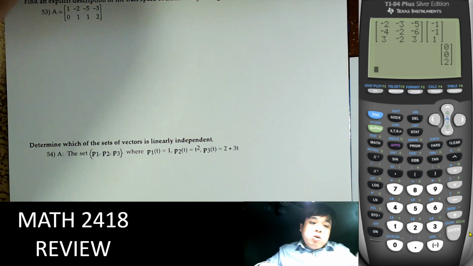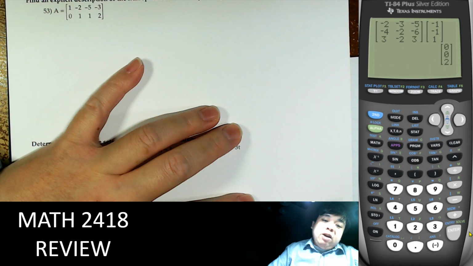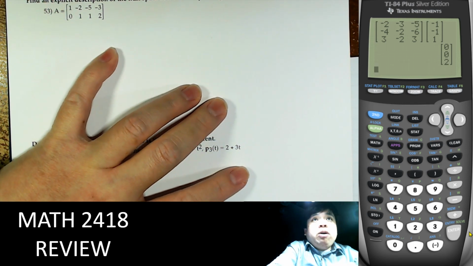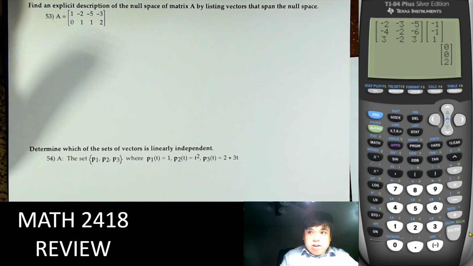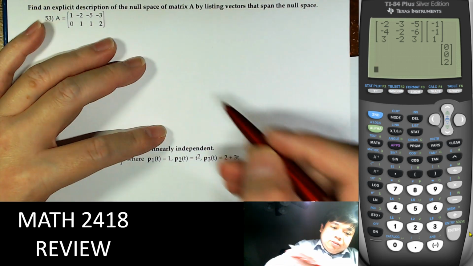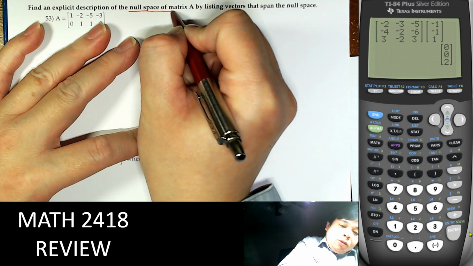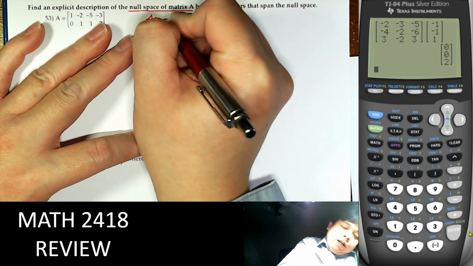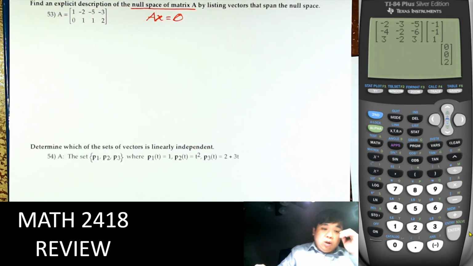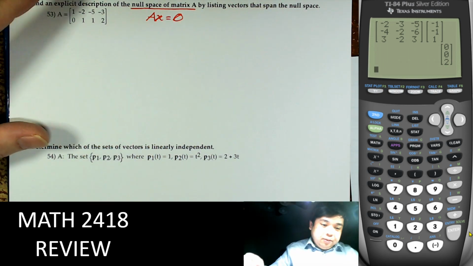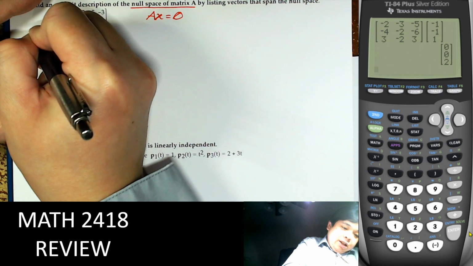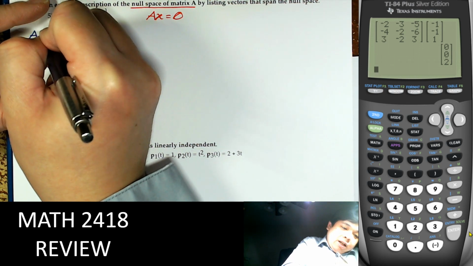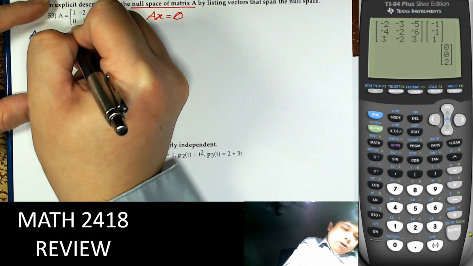Find an explicit description of the null space of matrix A by listing the vectors that span the null space of A. Well, easy. Pretty much we just solve the homogeneous equation. So the null space of A is the solution of the homogeneous system. So all we do is solve this: take A times X has to be equal to 0.